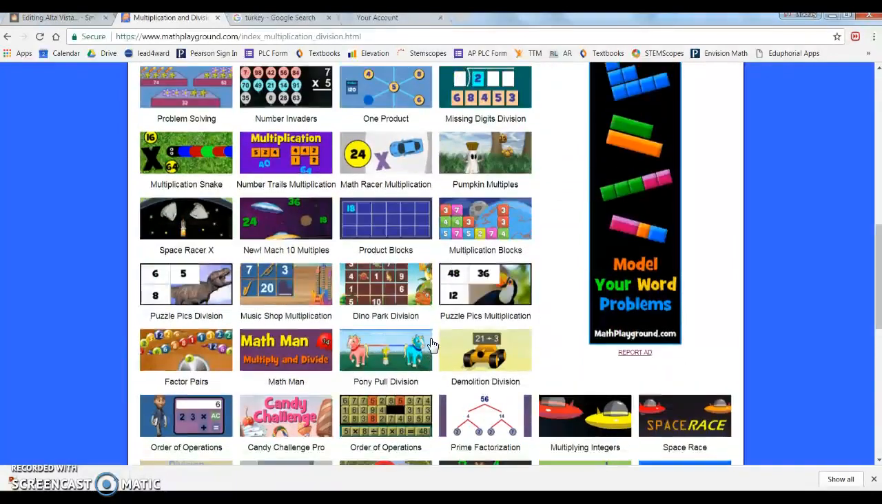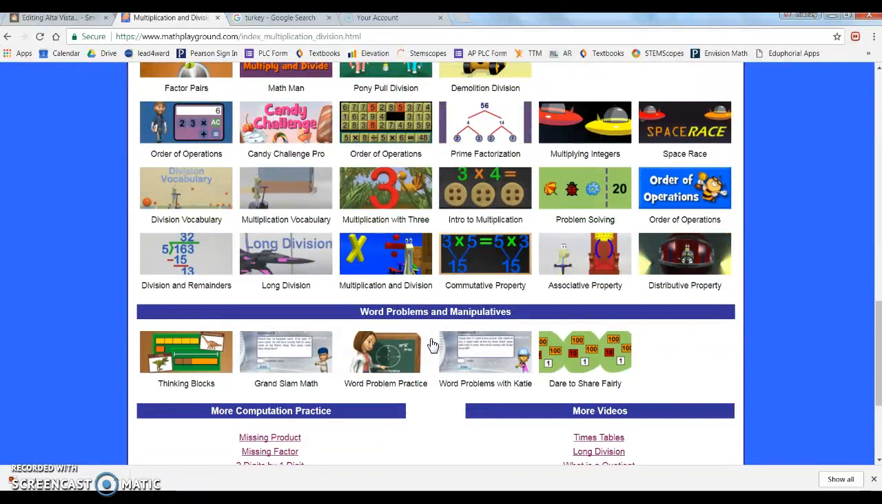Fourth and fifth grade are working on division, or will be soon. So there's division and remainders video and a long division game. That would be great practice for your fourth and fifth graders.